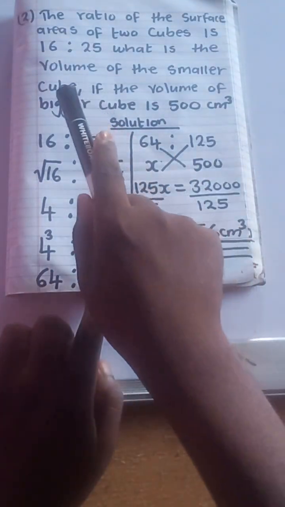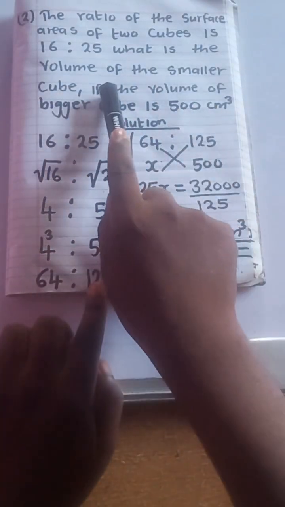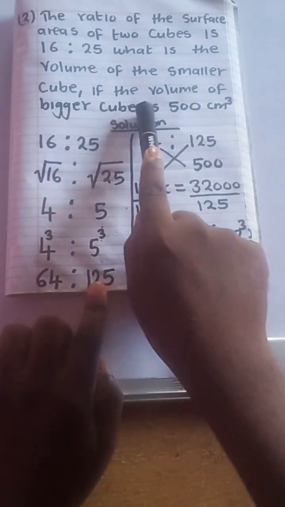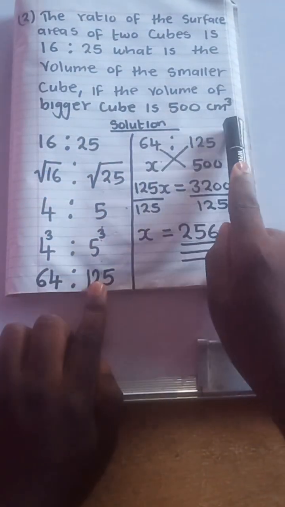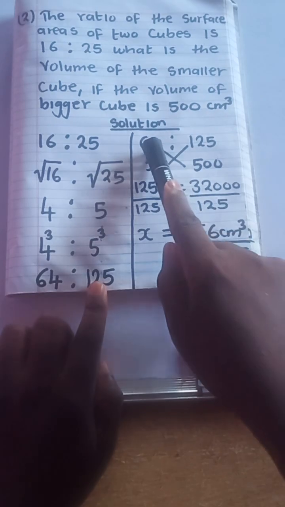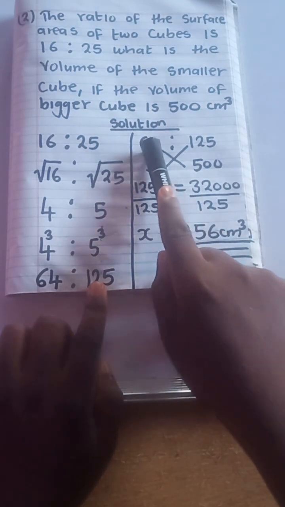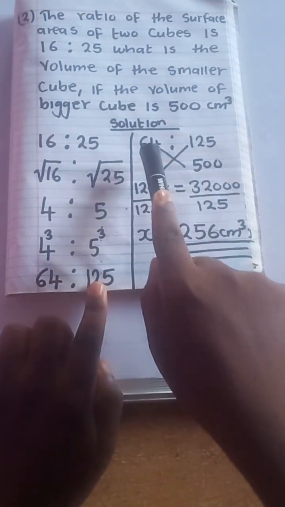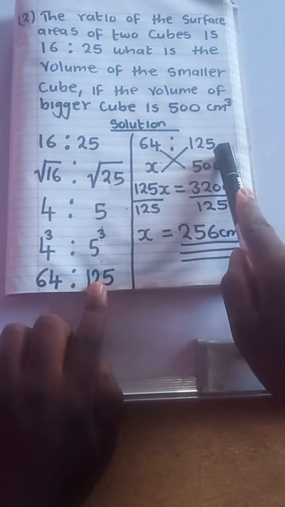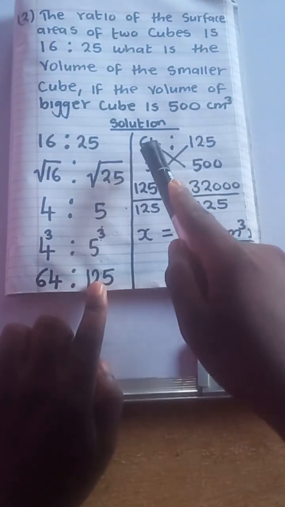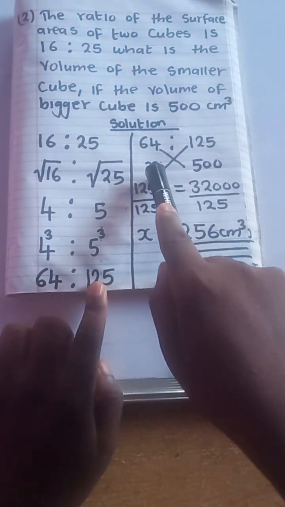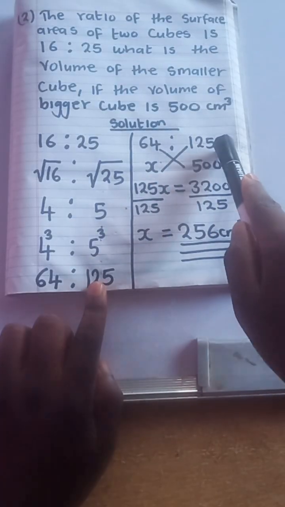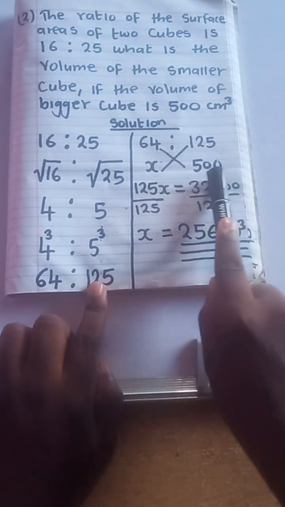Now the question says, what is the volume of the smaller cube if the volume of the bigger cube is 500? So for the smaller cube, you don't know. They want the volume of the smaller cube. So you say 64 to 125. For the volume of the smaller, you don't know, so you put x. But for the bigger one, which is 125, you know the volume, it's 500.